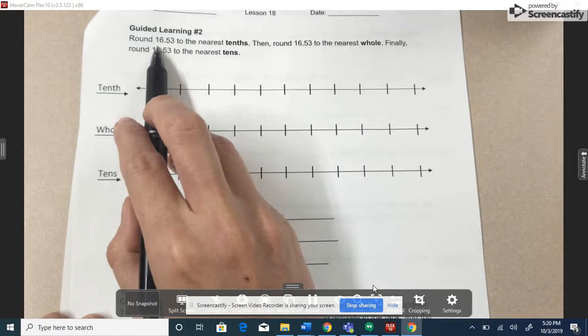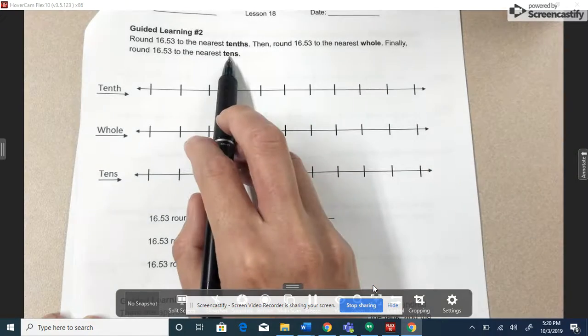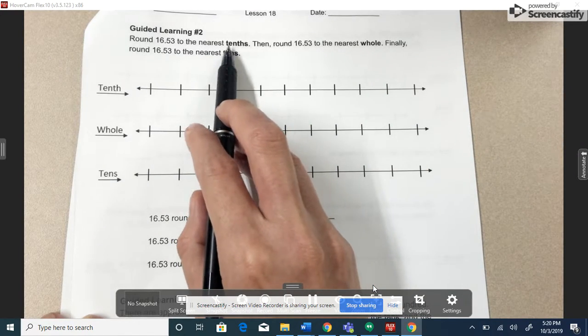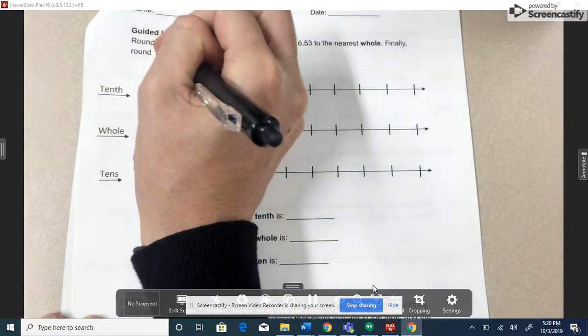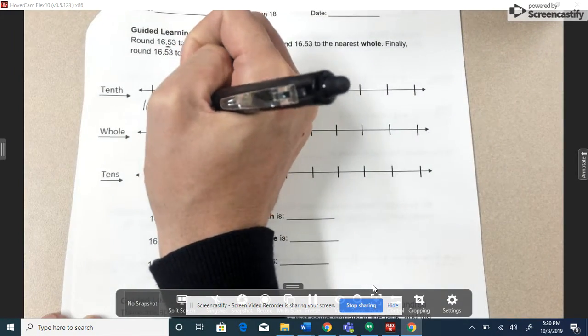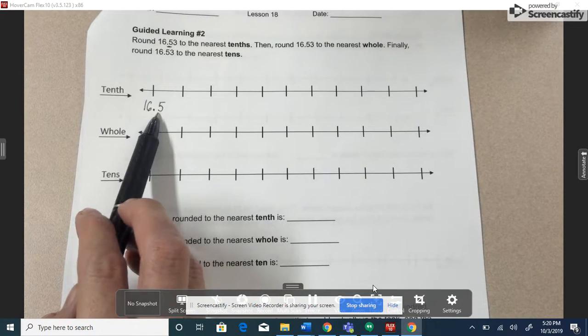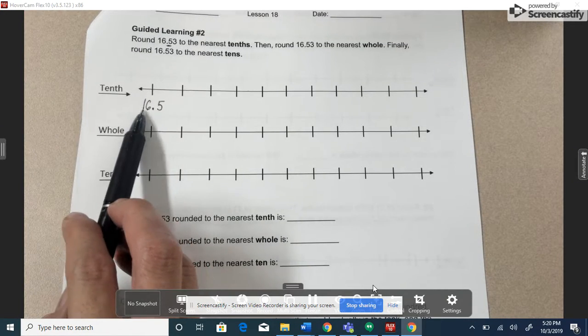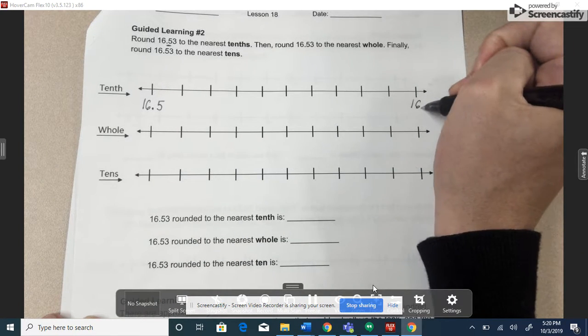Now we're going to be rounding 16 and 53 hundredths to the tenths, whole, and tens place. So I'm going to start by rounding to the tenths place. I can see that there's 5 tenths in our number. So I'm going to write at the start 16 and 5 tenths. Because I'm looking at the tenths, I'm going to add 1 tenth to this. So 16 and 5 tenths, add 1 more tenth, is 16 and 6 tenths.